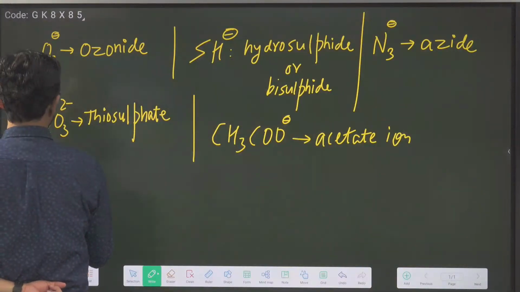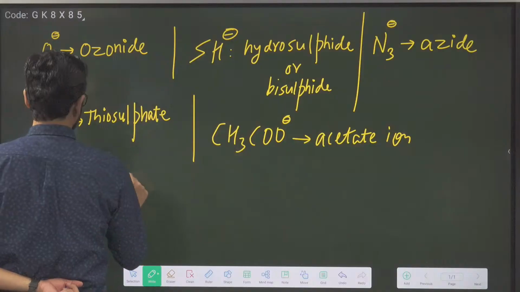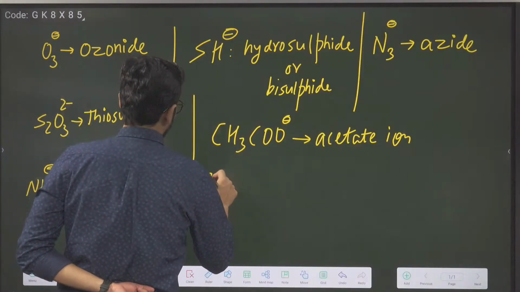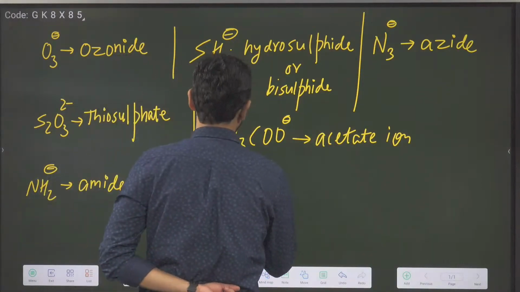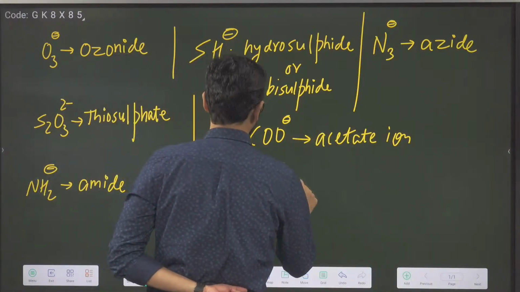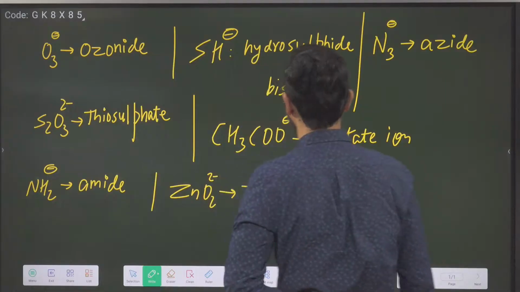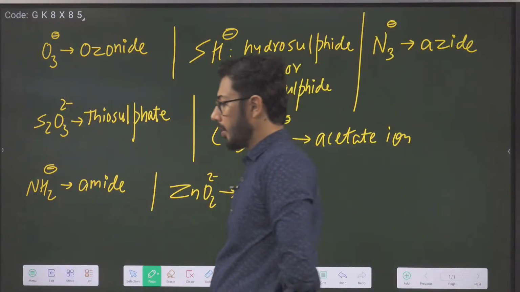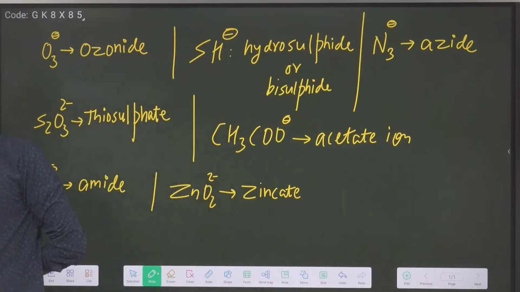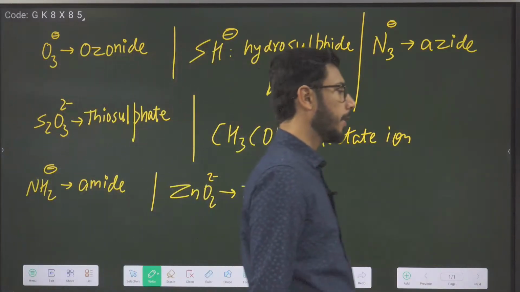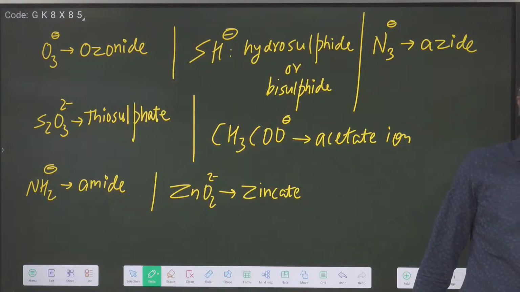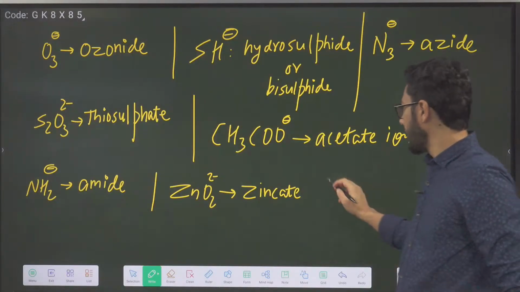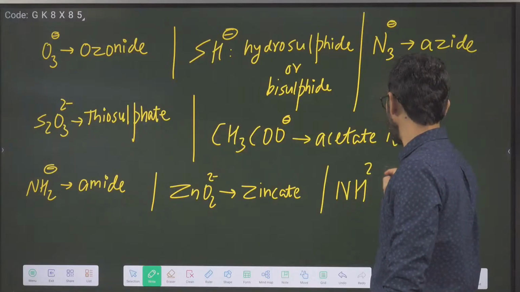NH2 minus, amide. ZnO2 2 minus, zincate ion. So these are some ions written, anions. Okay, they will be used directly in finding the formula of the compound. Some of these ions are written: NH 2 minus, imide.